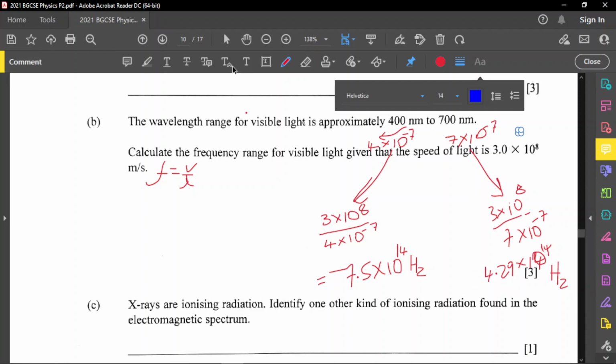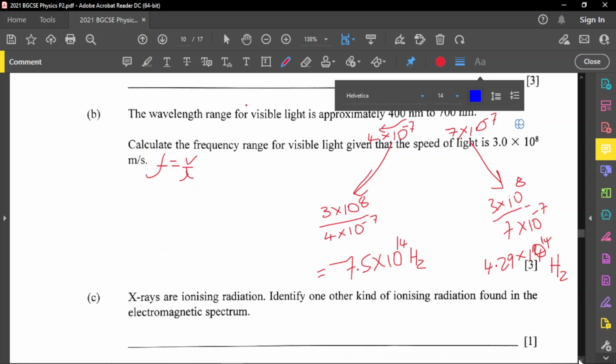So you can just make a note right there. That will be the answer. You work with the frequencies and just put the smaller one first. It ranges from 4.29 times 10 to the 14 hertz to 7.5 times 10 to the 14 hertz. All right, let's go to the next part of the question now, part C.